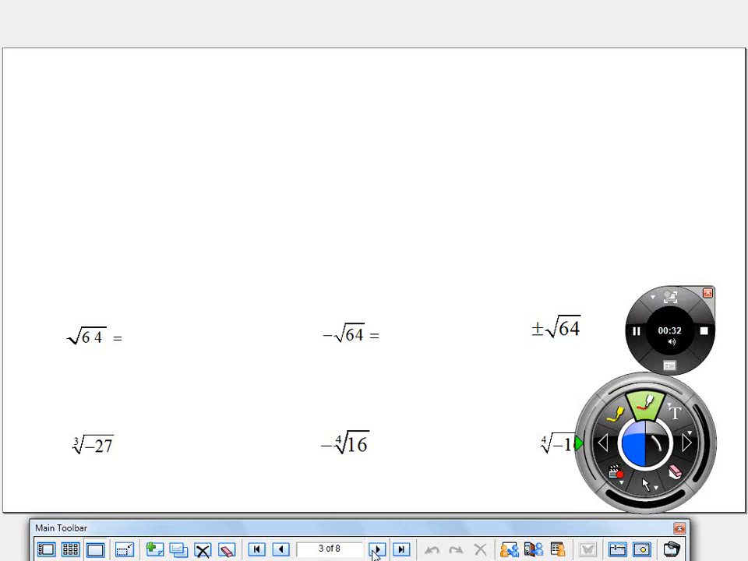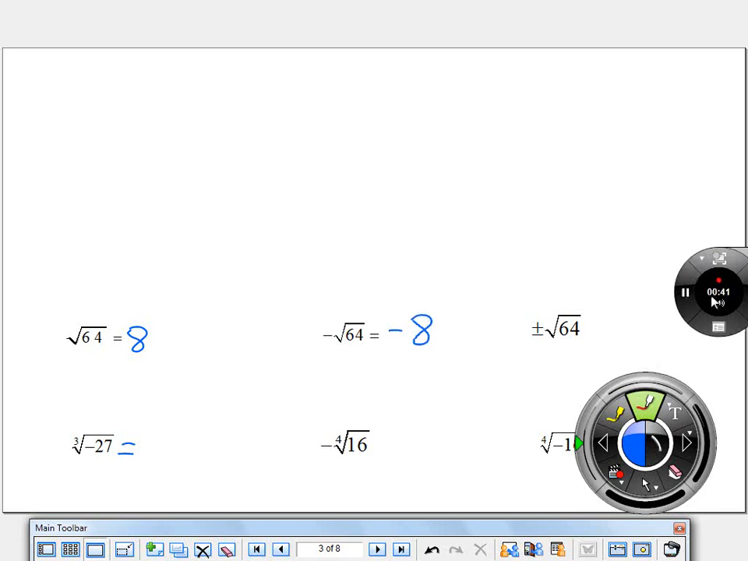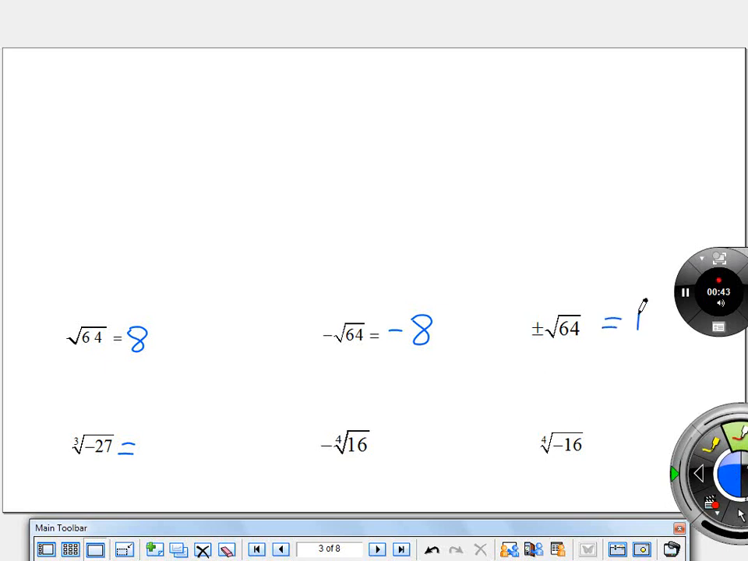So if we were going to calculate these, just to give you a reminder of what each of these equals: the square root of 64 is 8. The negative square root of 64 is negative 8. And if someone asked you, you could use plus or minus, you'd say plus or minus 8. But notice, if someone just asks you to calculate the square root of 64, you don't write plus or minus 8. You write 8 because it's already signed. The plus or minus comes in when we put radicals into equations that we're solving. But if we're just calculating the answer to someone else's question, we use the sign that's given to us.